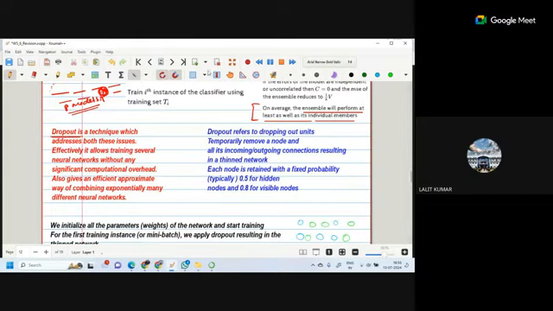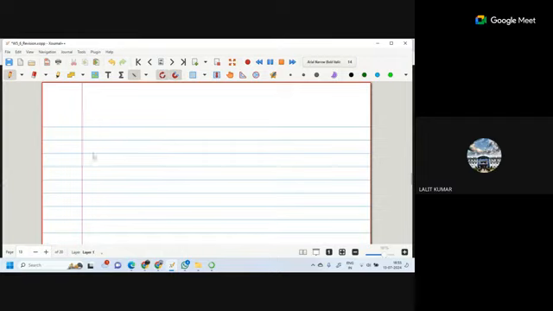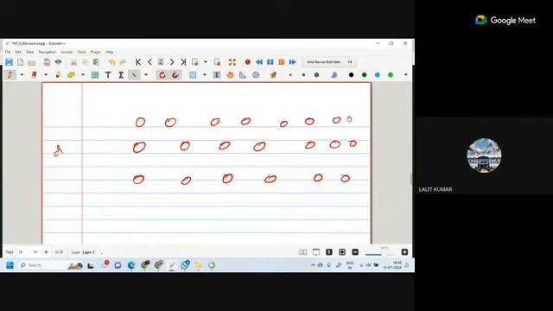What happens in dropout? For example, this is my input layer and this is my hidden layer. What do we do in the first instance? We select only some number of the neurons which will participate. So, for example, in this iteration, only these many neurons will participate.